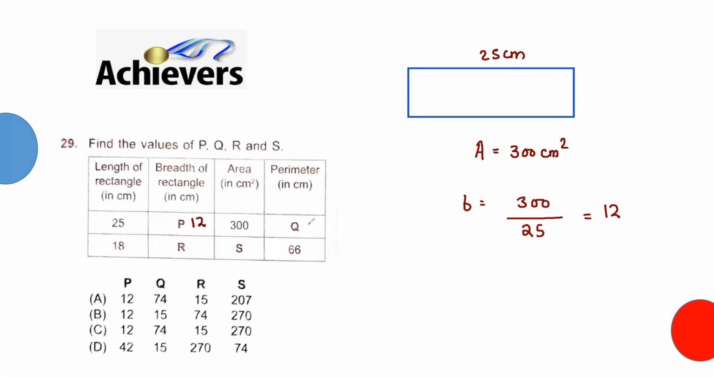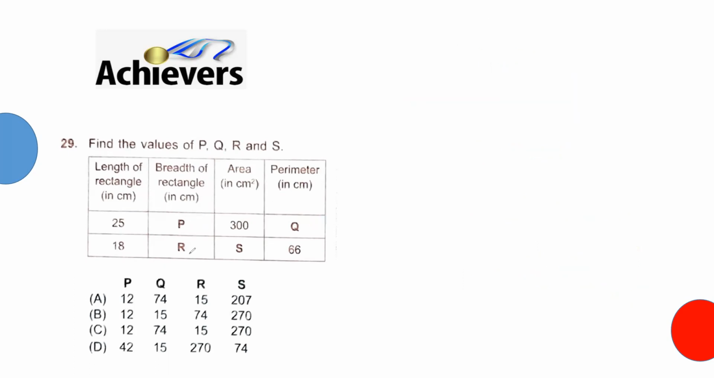Now perimeter is what? Perimeter Q will be 2 times length plus breadth. So that is 2 times, length is how much? 25 plus 12. So if you calculate 2 times 37, this gives you 70. So either A or either C. Now let's go back to the part B of this question.